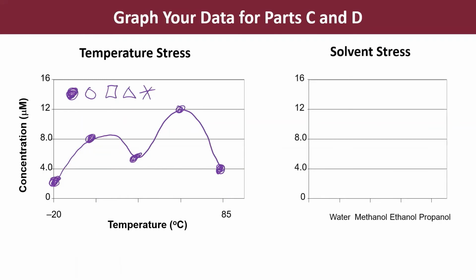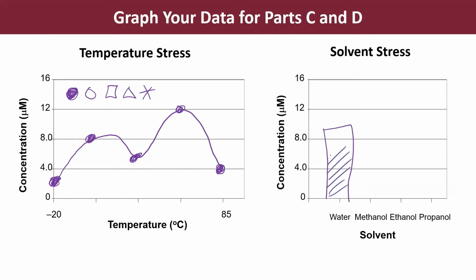For the solvent test, you're going to make another graph, and this graph is going to have solvent on the x-axis and concentration on the y-axis. So this graph is going to be a bar graph. So I'll make some bars here. Here's the water. Going to shade that in to make it a little bit easier to see the bar. Here's the methanol. And you're going to make yours look a lot prettier than this. Maybe use a ruler if you're doing this by hand because we want to have nice and tidy graphs.